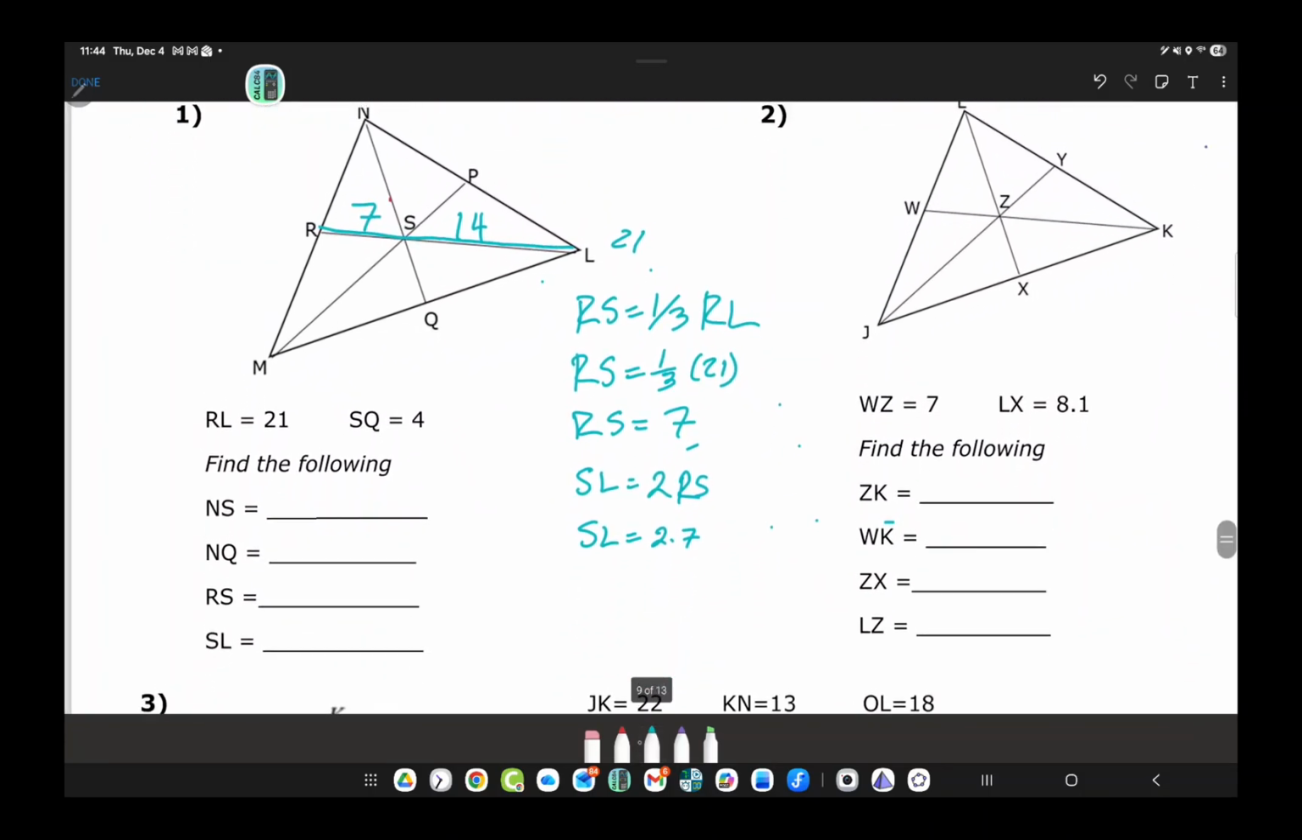Wait, how do you know that RS is 1/3 of RL? The shortest segment is 1/3 the whole median. So this little short segment here is 1/3 of the entire thing. So if you have the entire thing, you can always divide it by 3. Now, if you have the shortest side, you can always multiply that by 3 to get the whole thing, and then multiply by 2 to get the other side.